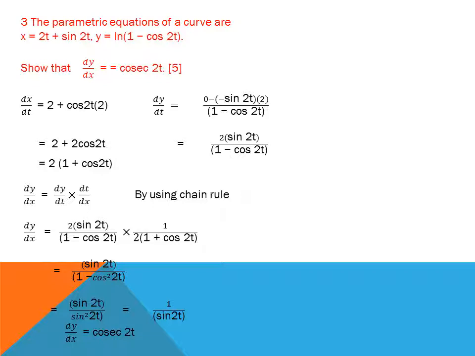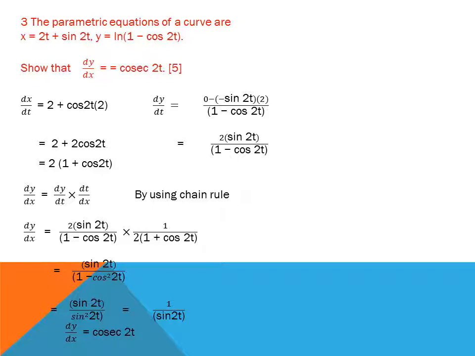In order to find dy over dx, I will use the chain rule: dy over dt cross dt over dx. Dt is cancelled out with dt and we will find dy over dx. Putting the value of dy over dt and dt over dx.